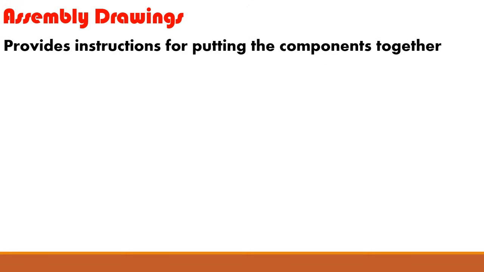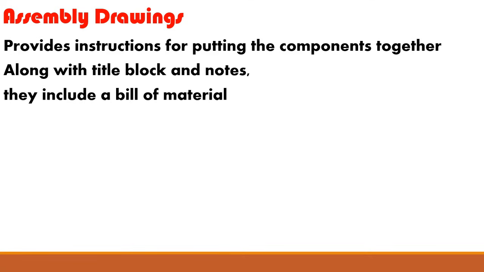Now, you also have assembly drawings. They provide instructions for how you would put that component together. Along with your title block, which is always a part of the engineering drawing, you have what is known as a bill of materials. And all a bill of materials is, is like a grocery list of all the components, all the different details inside of your component.